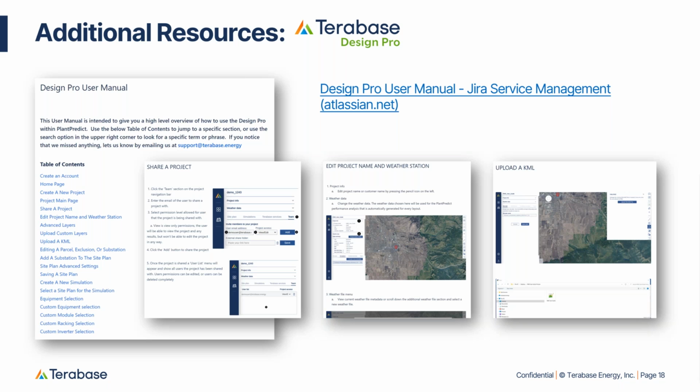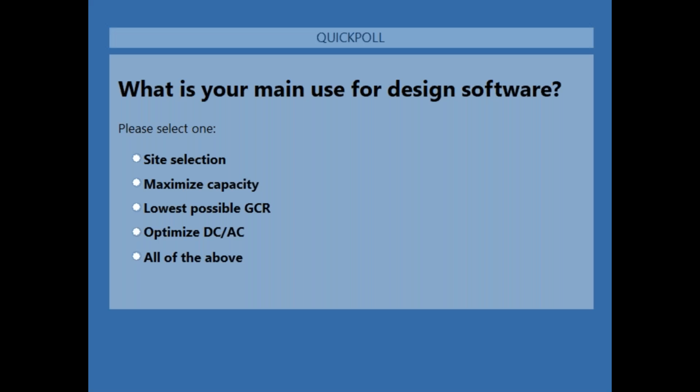All right, it is now time for our second poll question. What is your primary objective when using design software? Is it finding the right site for your project, maximizing capacity for a site you already have, identifying the lowest possible ground coverage ratio, optimizing for DC to AC ratios, or is it simply all of the above? We'll give you a few minutes to answer this question.